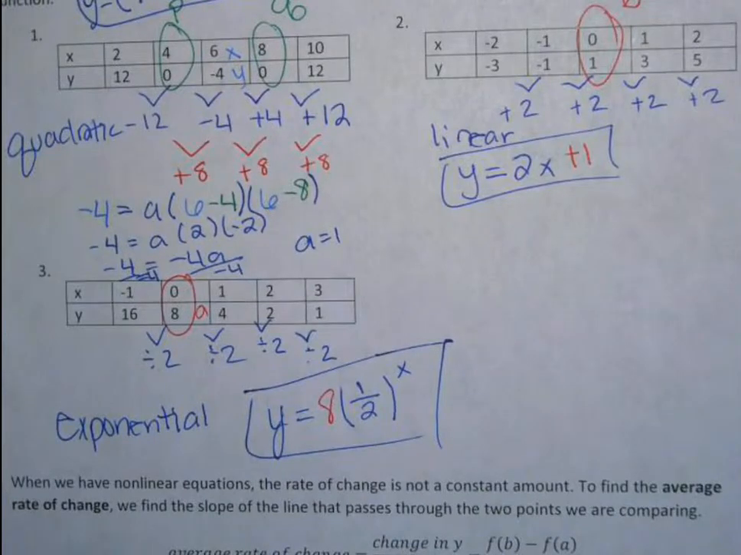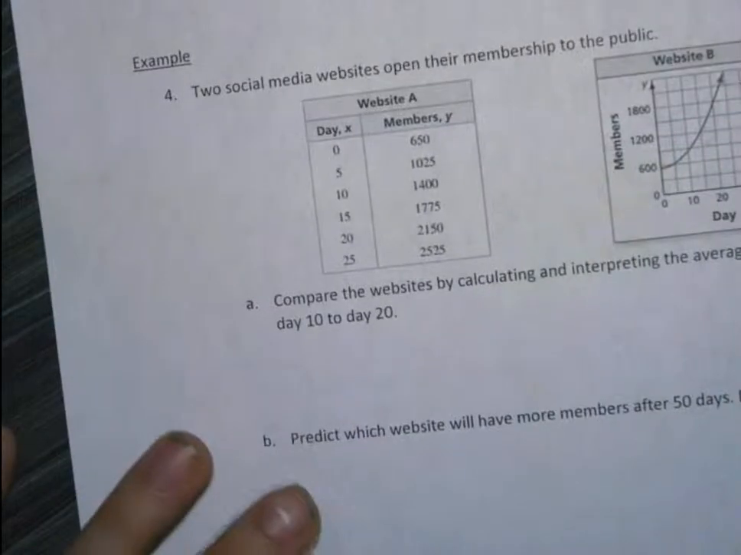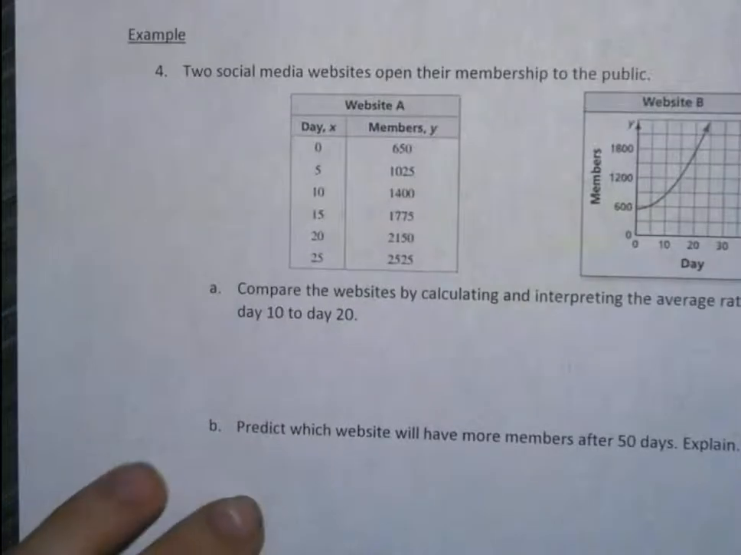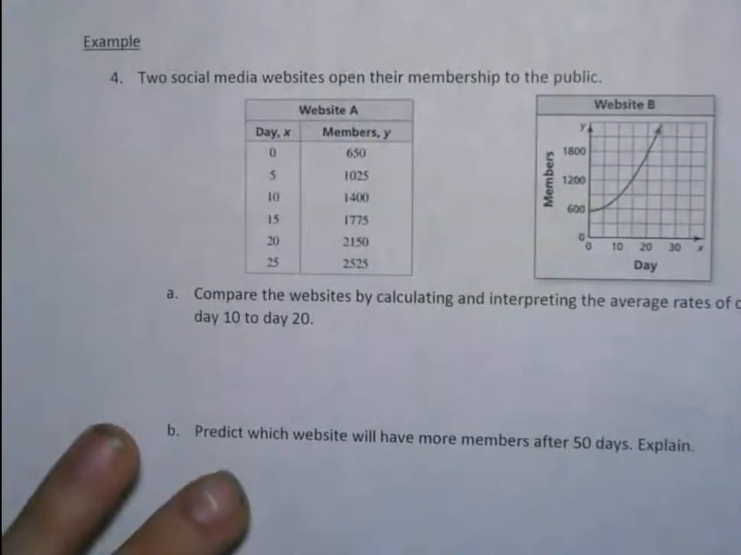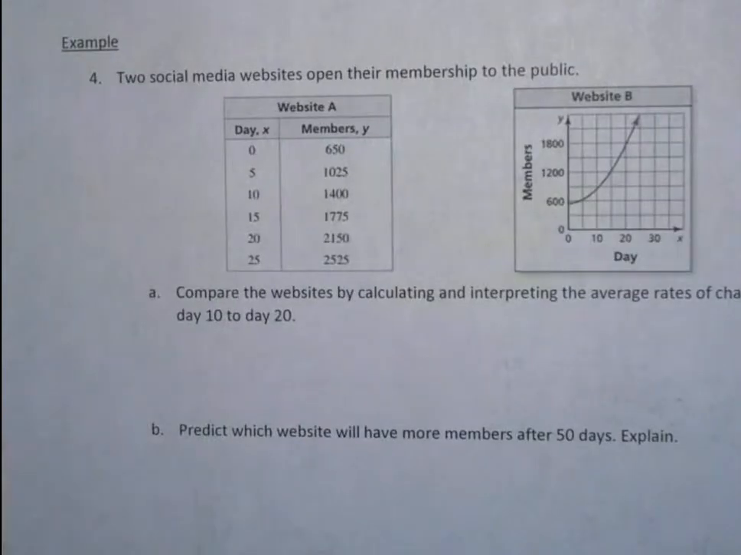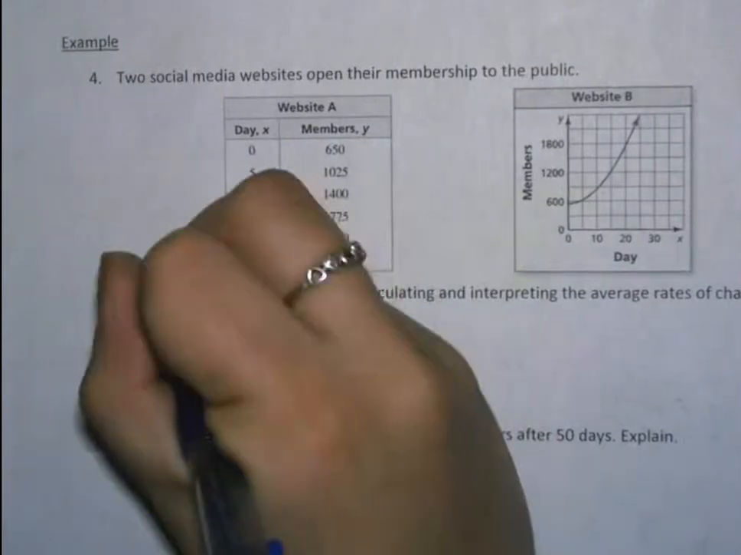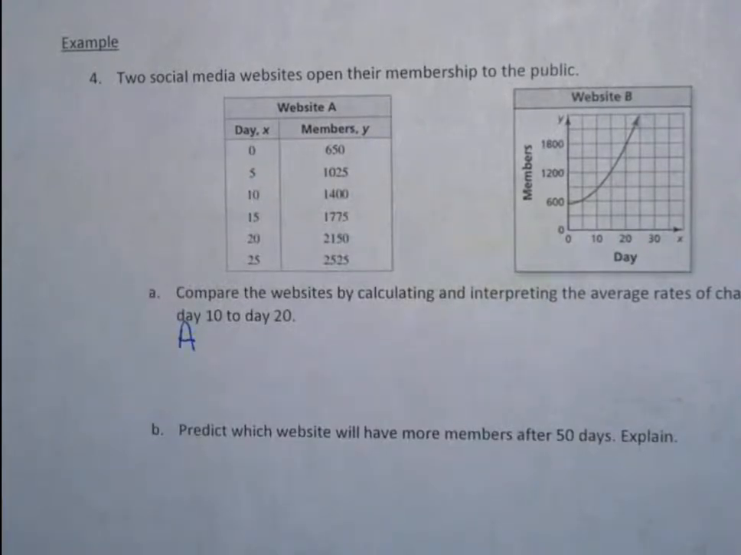Okay. Then the next thing we're going to talk about is an average rate of change. This is the same thing as finding slope, except we use it on lines that aren't linear. So can I move on to the back? So this one wants me to compare, it's talking about 2 different social media websites. It wants me to compare the average rates of change from day 10 to day 20. So I'm going to start with website A. And to do this, I'm going to find my change in y over my change in x.